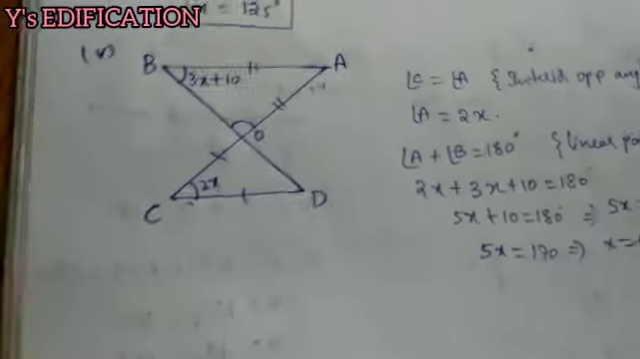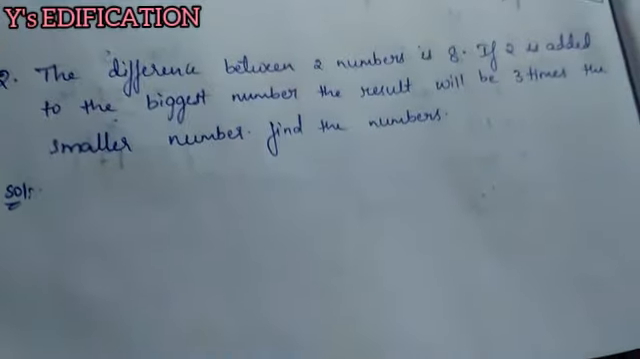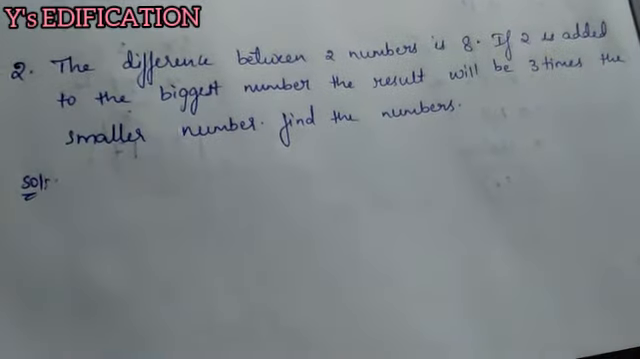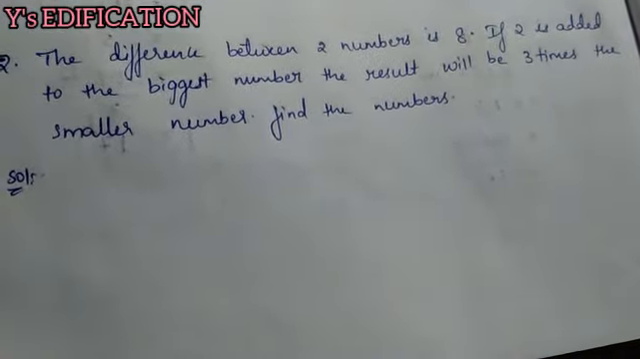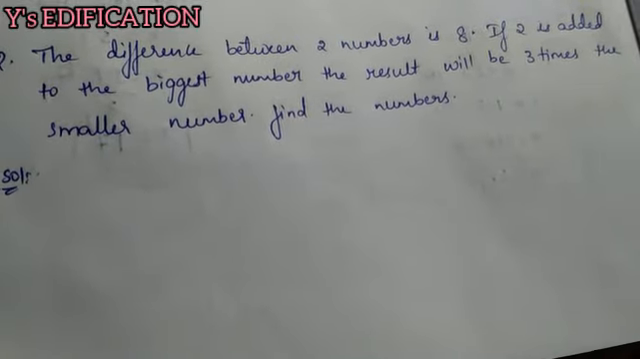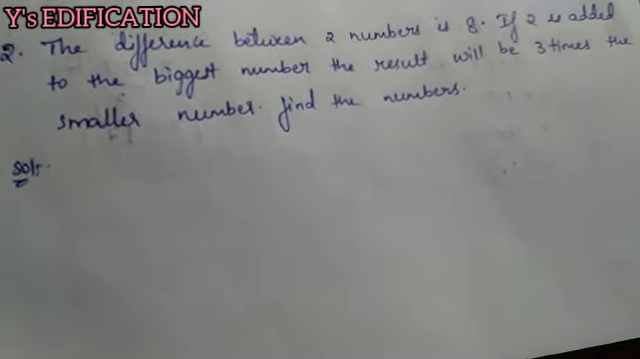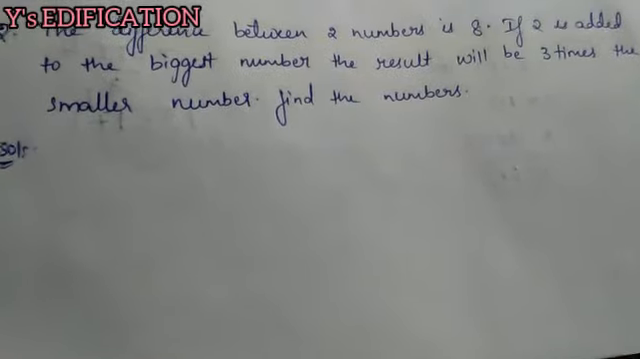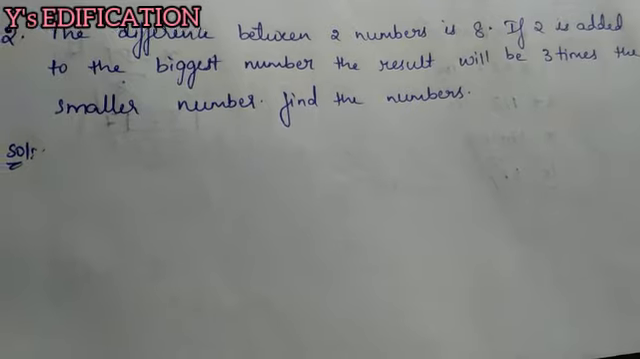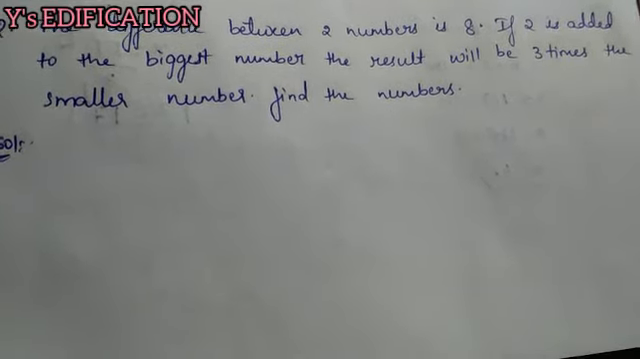In this way, we have to solve this type of problems, right? Now coming to the simple equation application oriented problems. The first question is, the difference between two numbers is 8. If 2 is added to the biggest number, the result will be 3 times the smaller number. Find the numbers. First, what we have to do is try to understand the question. What is given in the question, we have to find that.